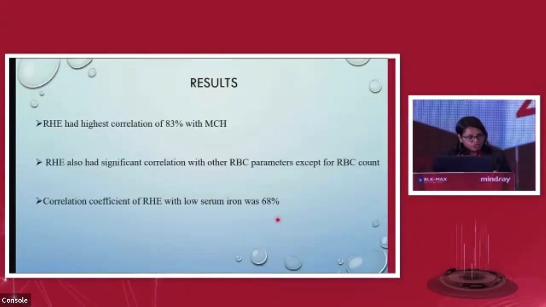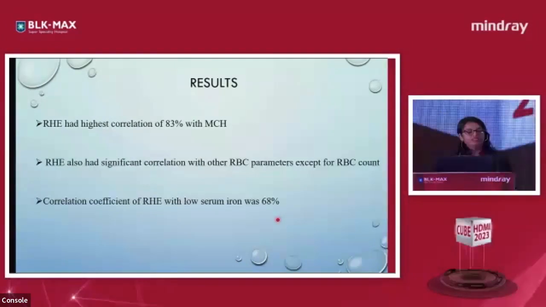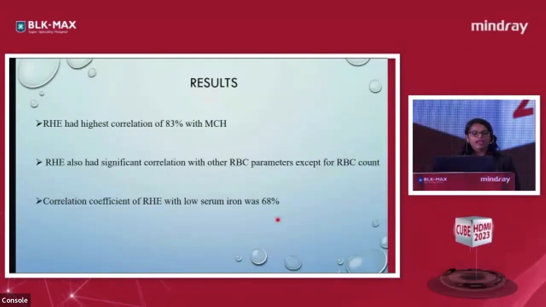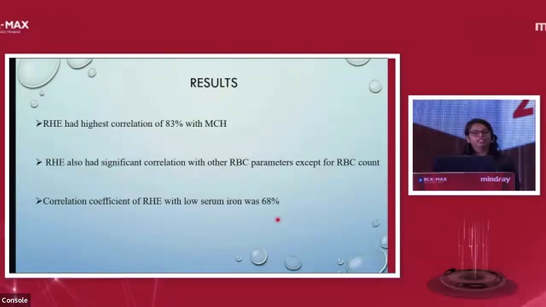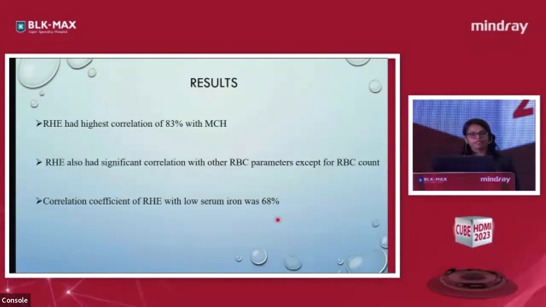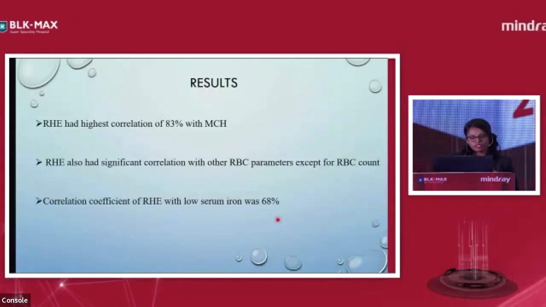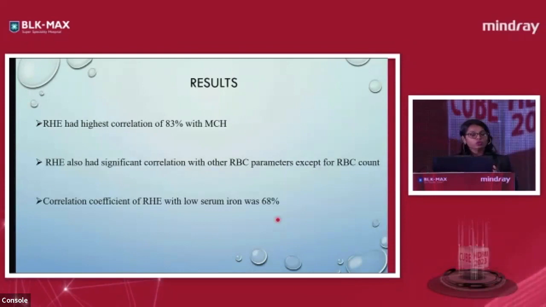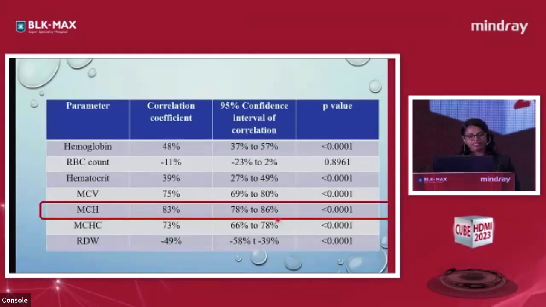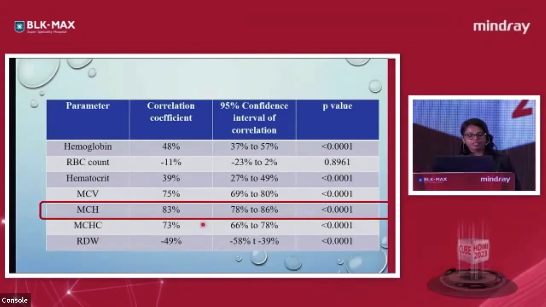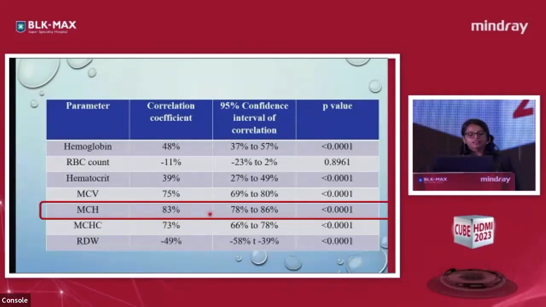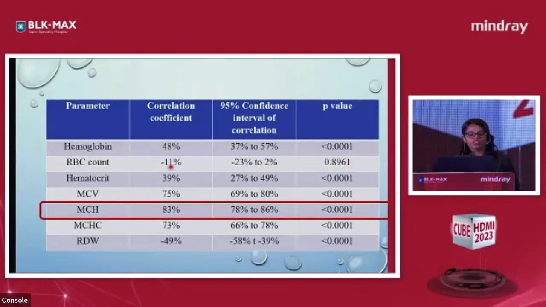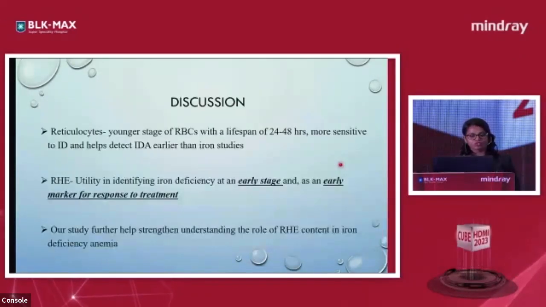On comparing RHE levels with other RBC parameters, we found that the highest correlation was seen with MCH, and it also had significant correlation with all other RBC parameters except for the RBC count. The correlation coefficient of RHE with low serum iron was 68%. The same thing is tabulated here, and as we can see, the best correlation was obtained with MCH, and there was no correlation that we saw with RBC count.